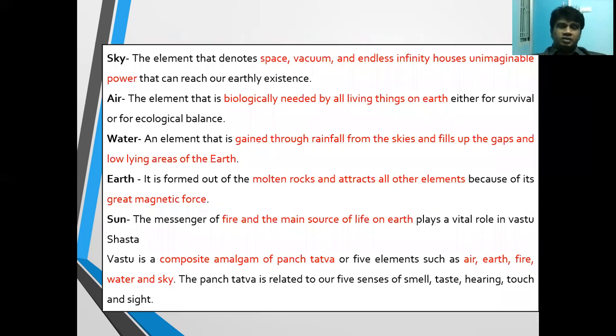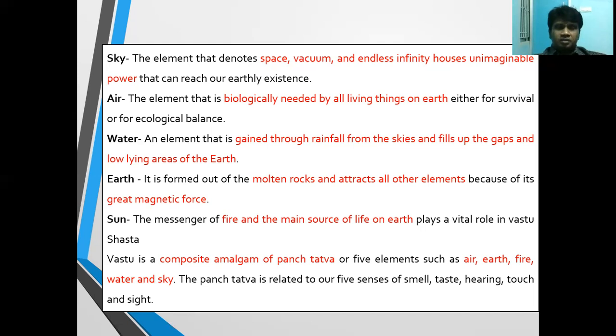Sky. What is the sky? The element denotes space, vacuum, and endless infinity, which brings the power to us. Air is important for all living things on the earth. Water is the elixir of life, and it should be gained from rainfall. The earth is formed from molten rocks and it attracts because of its magnetic force. The sun, the messenger of fire, is the main important source of life on the earth's surface.